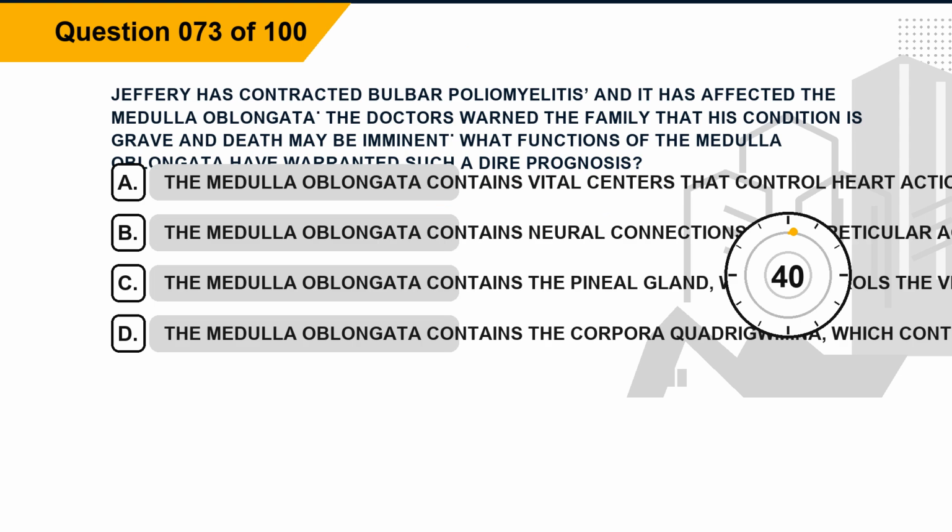Question 73. Jeffrey has contracted bulbar poliomyelitis, and it has affected the medulla oblongata. The doctors warn the family that his condition is grave and death may be imminent. What functions of the medulla oblongata have warranted such a dire prognosis? Option A. The medulla oblongata contains vital centers that control heart action, blood vessel diameter, and respiration. Option B. The medulla oblongata contains neural connections of the reticular activating system. Option C. The medulla oblongata contains the pineal gland, which controls the vital centers. Option D. The medulla oblongata contains the corpora quadrigemina, which controls the neural transmission of impulses along the spinal cord.